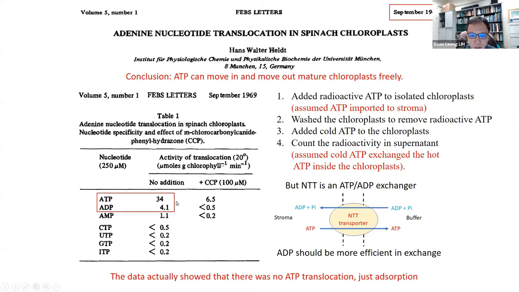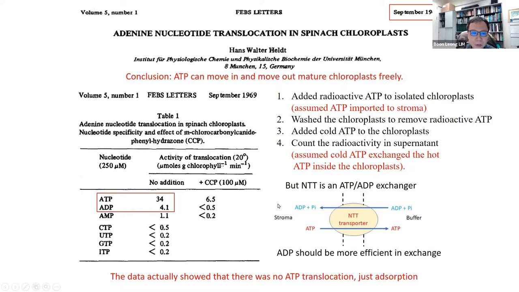So actually the radioactive ATP did not enter the chloroplast, but was just absorbed on the surface of the chloroplast, so that when the cold ATP was added, it dissolved the radioactive ATP on the surface of the chloroplast. So based on his own data, it actually showed that there was no ATP translocation, but just absorption.